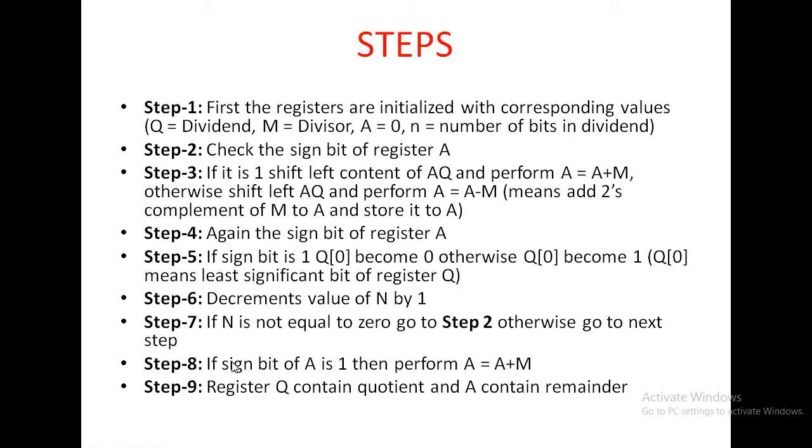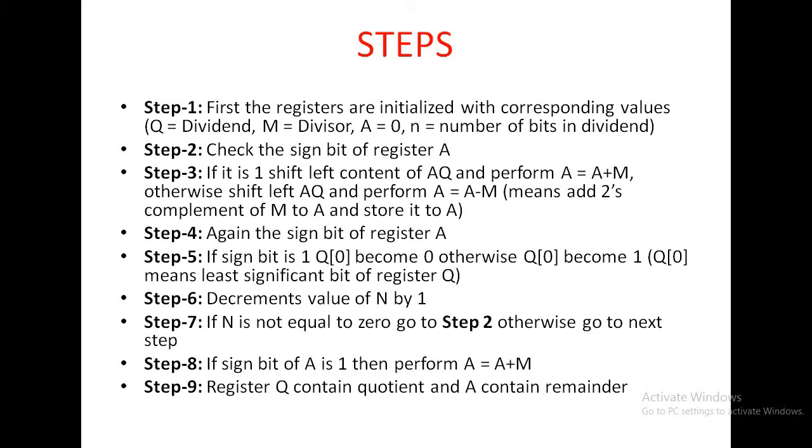After performing all these steps, when the N value becomes 0, check whether the sign bit of A is 1 or 0. If it is 1, then perform A is equal to A plus M. Then register Q contains the quotient and A contains the remainder.